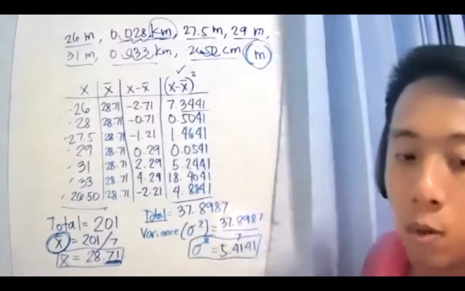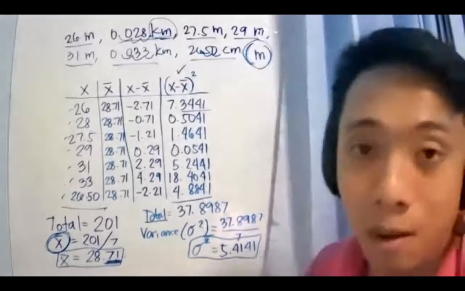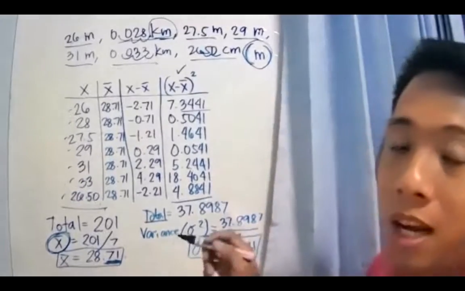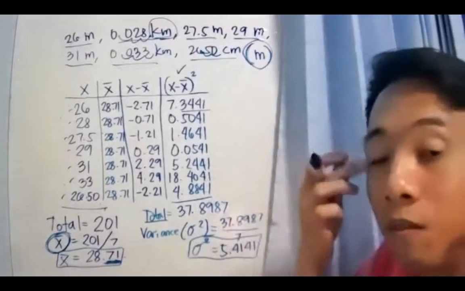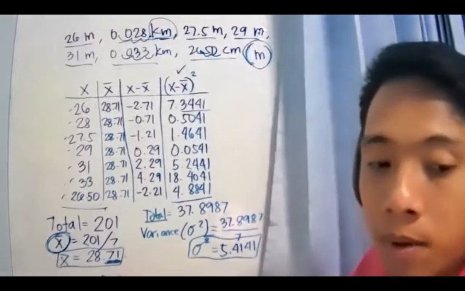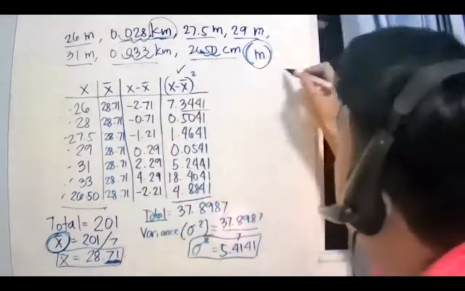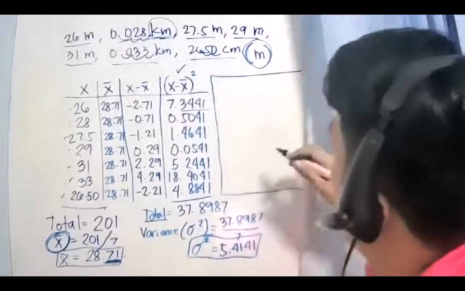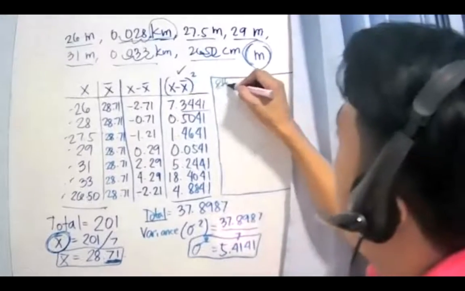Diba? We will now move on to the last step, which is step number 8. That is now to find the standard deviation. Okay? Standard, makikita pa ba dito? Ito na lang sa taas. So this will be our 8th step.